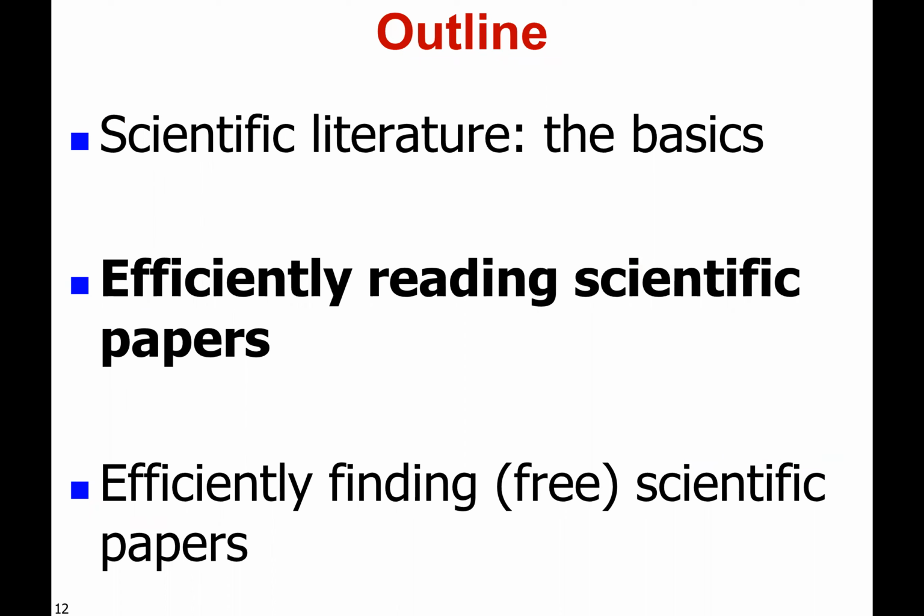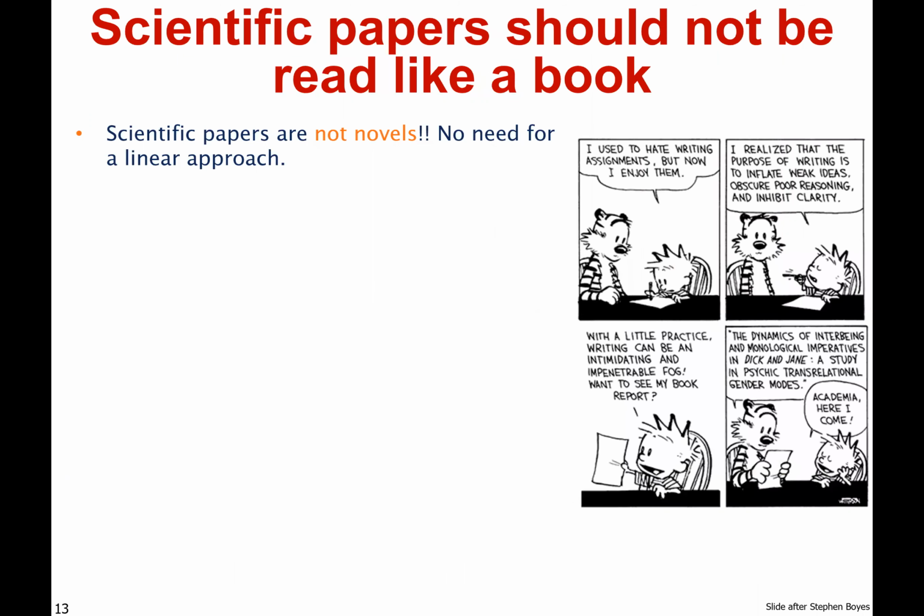Now let's talk about reading it efficiently, which is really important if you are going to be efficiently doing research. The biggest mistake that people make in reading scientific papers, or proposals for that matter, is to read it like a book. Scientific papers are not books. They're not novels. You're not meant to read them linearly from abstract to introduction, through methods to results. So don't do that. That wastes a lot of time.